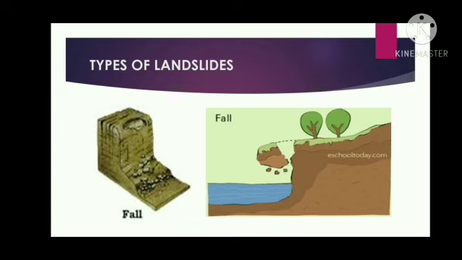A fall, in addition, is a mass movement with a rapid collapse of material off a steep slope or cliff, as you can see in our image. A fall usually consists of material in free fall, where it bounces and rolls down to collect at the bottom of the slope.